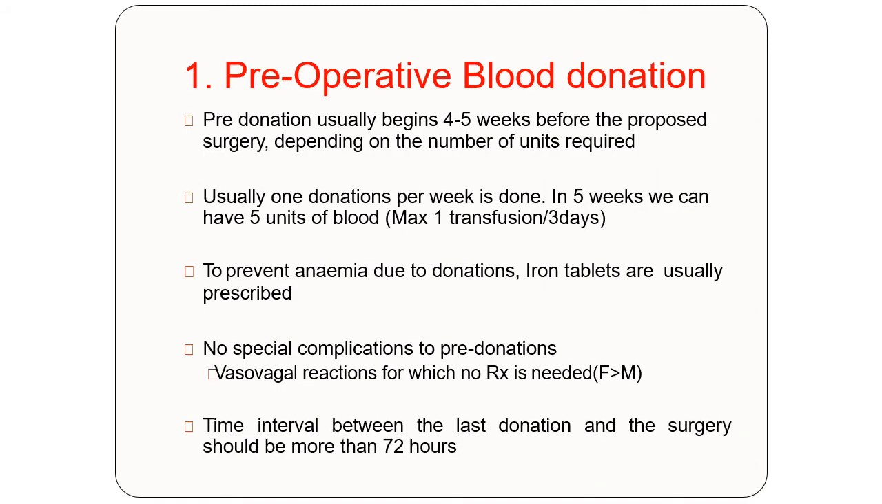So the first step is preoperative blood donation. The pre-donation usually begins 4 to 5 weeks before the proposed surgery, depending on the number of units required. Usually, one donation per week is done. In 5 weeks, we can have 5 units of blood, and maximum there will be one donation every 3 days. To prevent anemia due to donation, iron tablets are usually prescribed. There are no special complications, and the time interval between the last donation and the surgery should be more than 72 hours, that is 3 days.